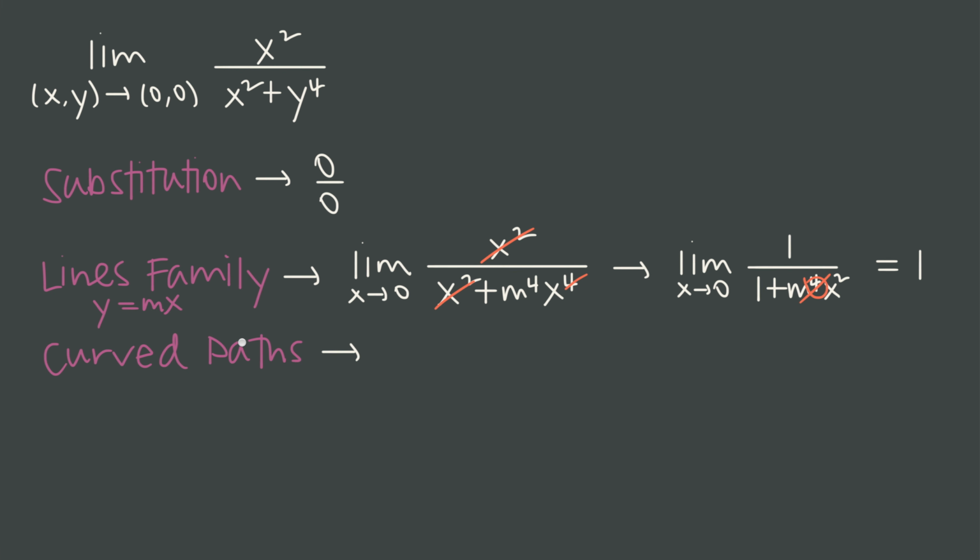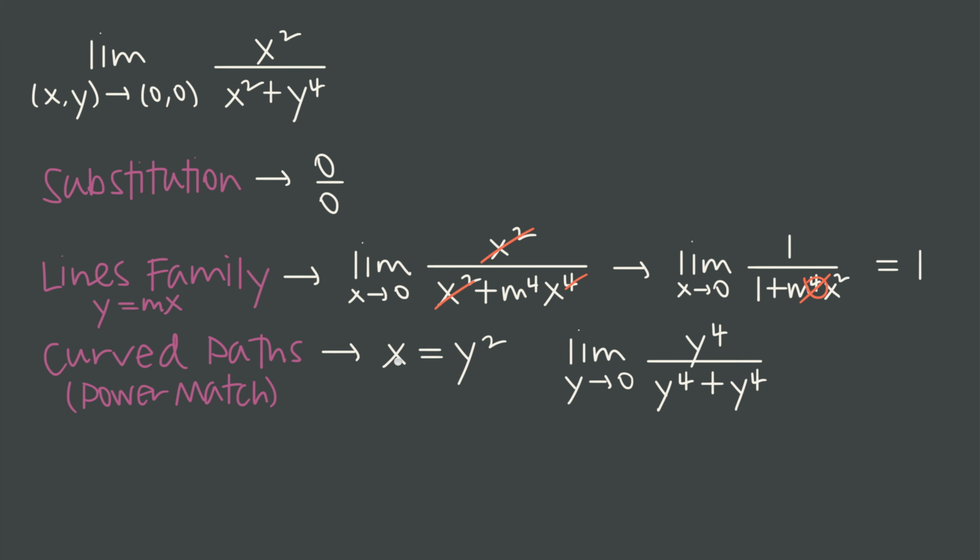When all lines agree, our next step is to try a curve. And usually, one of the easiest curves to try is one that balances the exponents in our function. Notice that we have x squared and we have y to the 4. That means in this case, we want to test this curved path x equals y squared because it's our power match path. It's the one that balances the exponents.